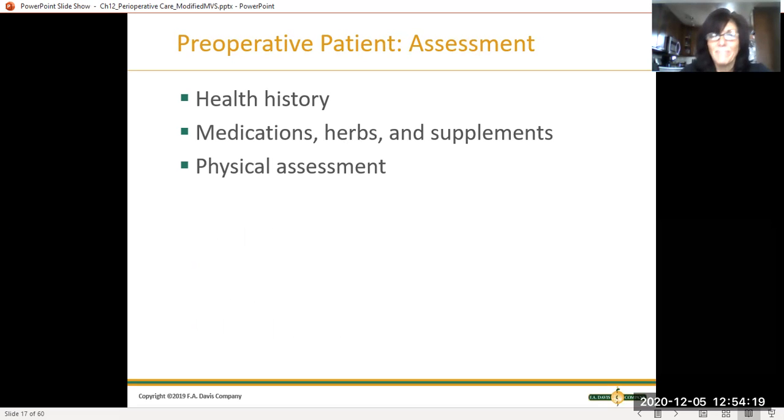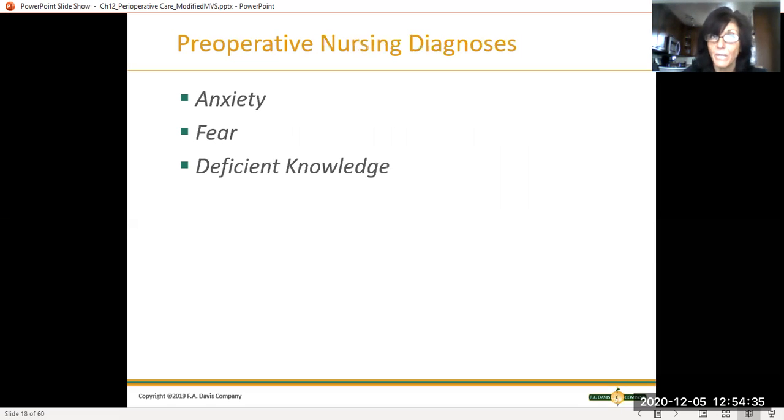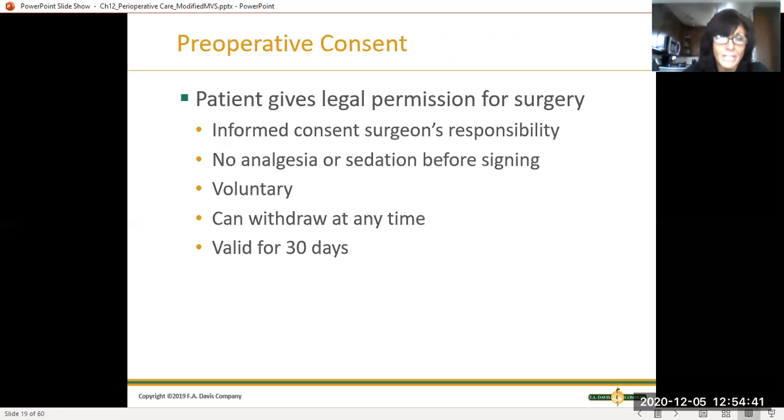Preoperative patient assessment. Like I said, you need their health history. You want to know every single thing that they put in their mouth. Everything. Any herbs, any supplements, over the counters, prescription meds, everything. And then, of course, a head to toe assessment needs to be done. Here are some pre-op nursing diagnoses: anxiety, fear, deficient knowledge. Consent. This is something that gives people trouble sometimes.